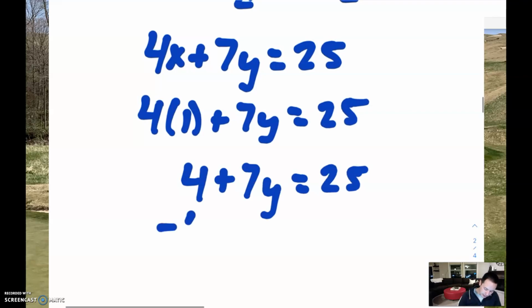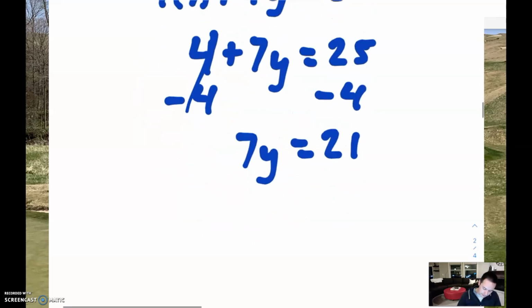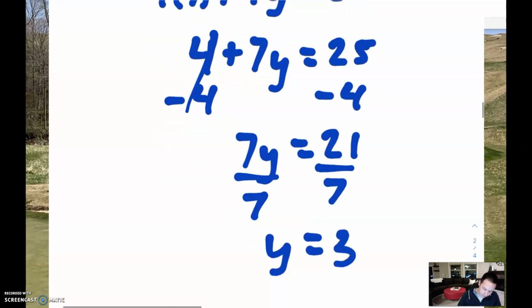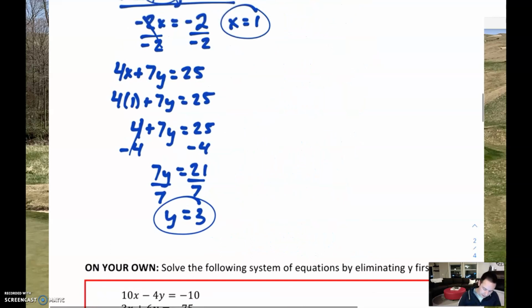You can probably do a lot of these steps in your head. Math teachers love it when you show your work. Divide by 7, and we get a y of 3. So your final answer in this case would be 1, 3.